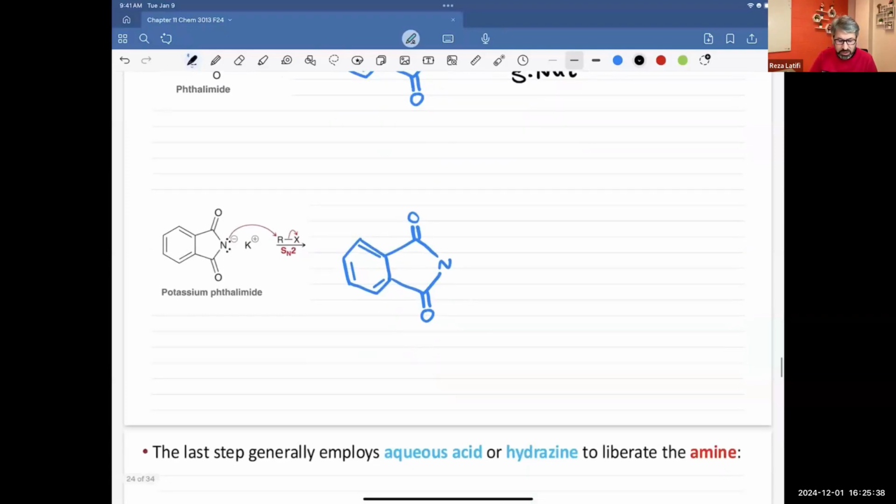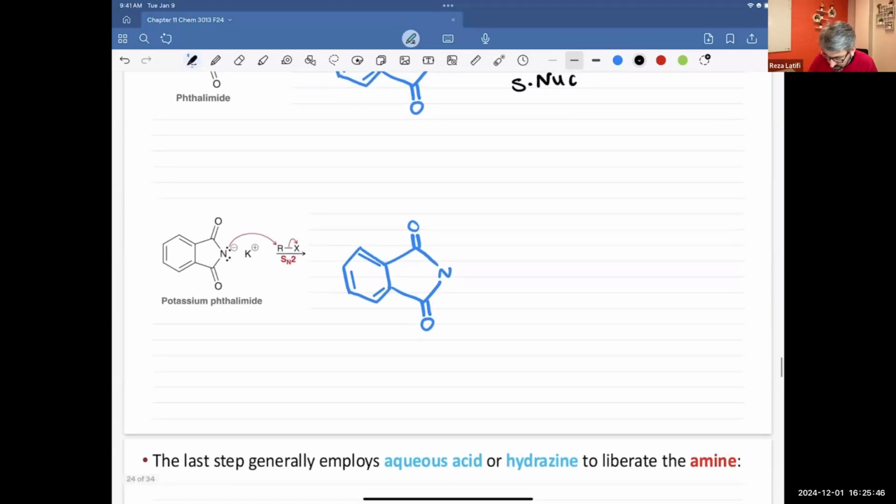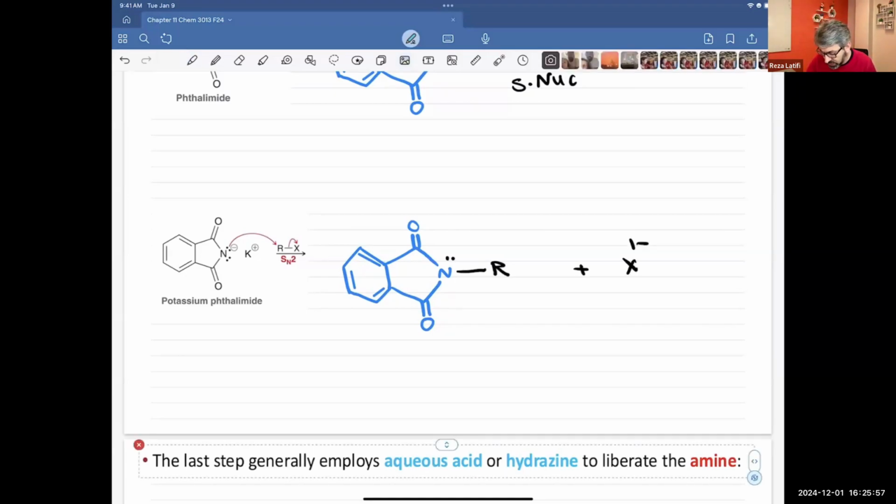So the next step, we introduce the alkyl halide and mix it with potassium phthalimide, and that's going to give us this product. R will be attached to nitrogen, and nitrogen has a lone pair, plus X. X took those 2 electrons and left the system as a leaving group.